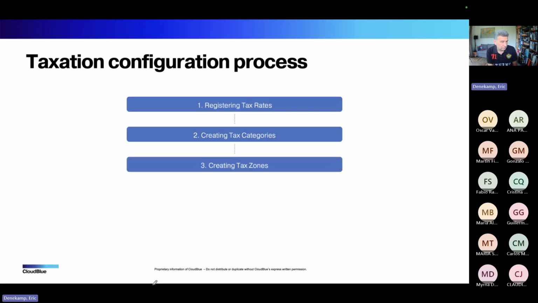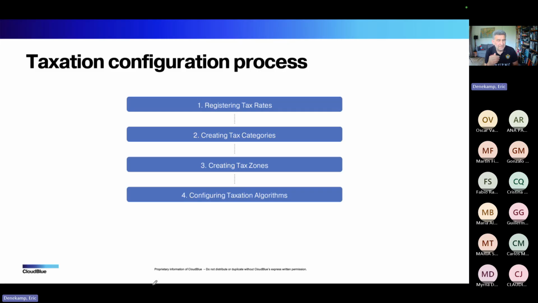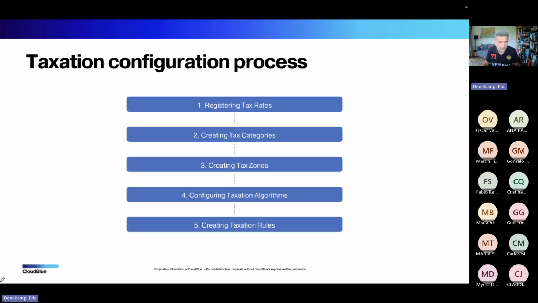Create the zone. Hey, you're a customer from the Netherlands. You are a customer from Germany, et cetera, et cetera. And then we have to either create a taxation algorithm or we create the rules. And for me, these are not two steps that are coming after each other. I would actually say that 4 goes here and 5 goes there.